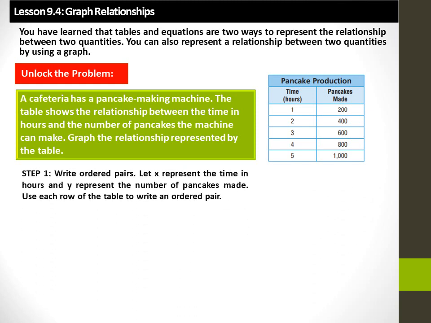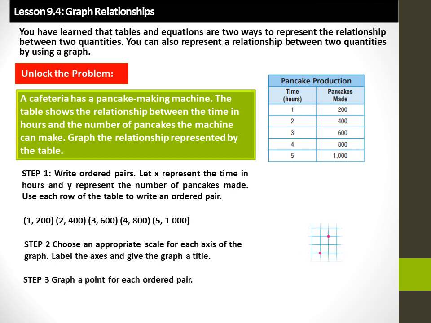Step 1. Write ordered pairs. Let x represent the time in hours and y represent the number of pancakes made. Use each row of the table to write an ordered pair. The ordered pairs are (1, 200), (2, 400), (3, 600), (4, 800), and (5, 1000).